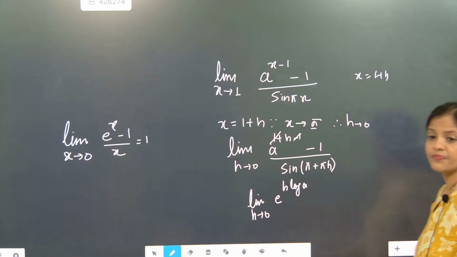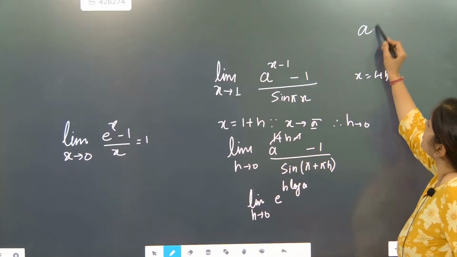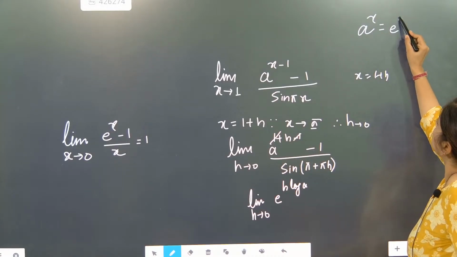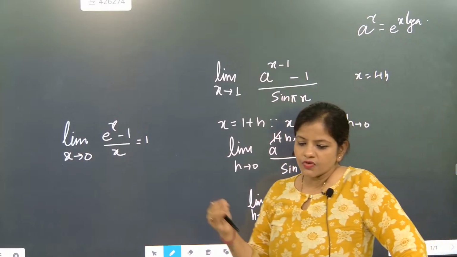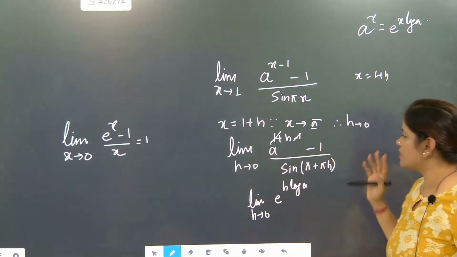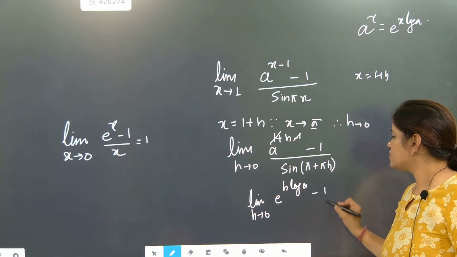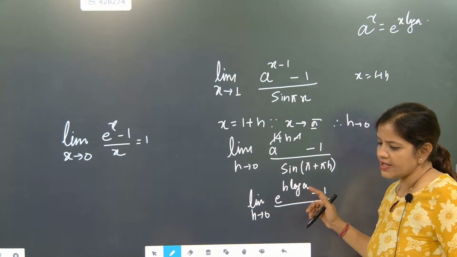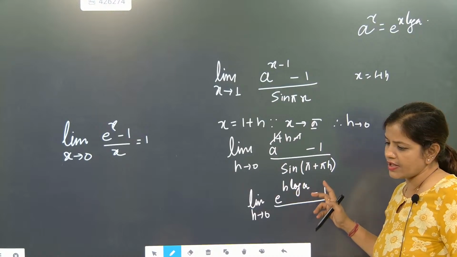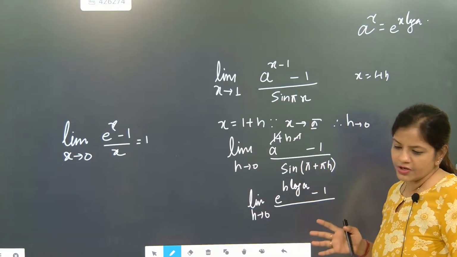Always remember one thing: whenever it will be a to the power x, it means e to the power x log a. This is the most important formula. So whenever this part is there, we need to convert it like this. Now minus 1 is there. Now if you have converted like this, e to the power x log a, then what is the next format you are going to do?